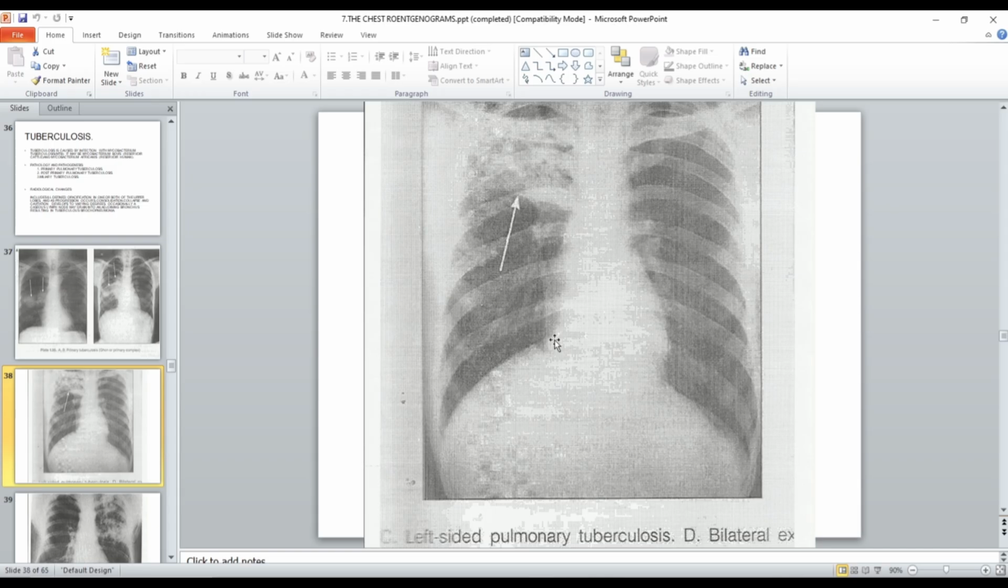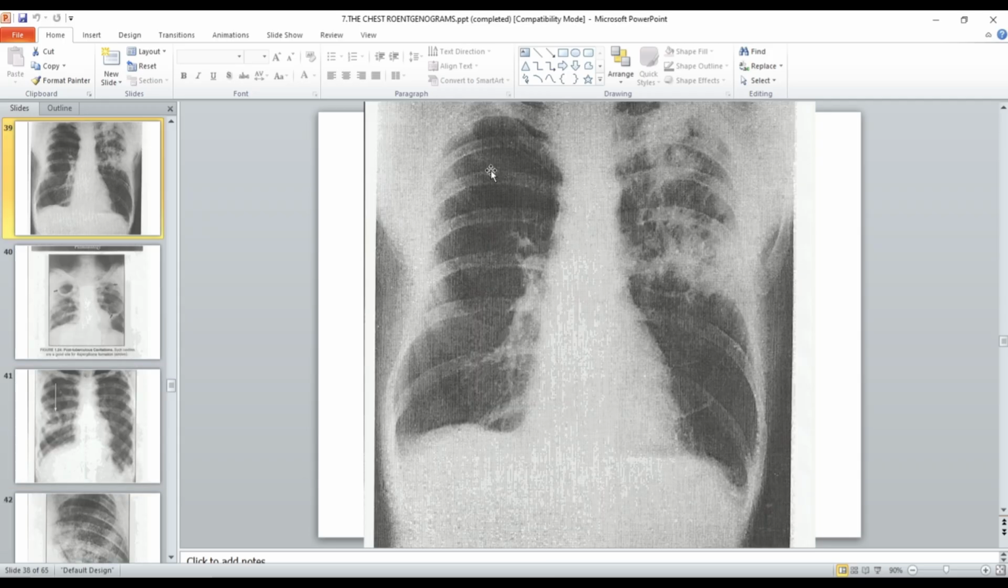Typical secondary tuberculosis in the apex of the right lung, with scattered opacities in the apex. Again secondary tuberculosis in the mid and left upper zone, with scattered opacities in the upper and mid zone.